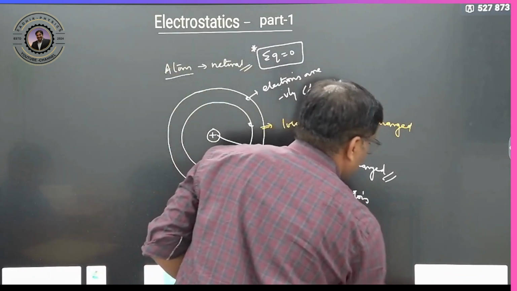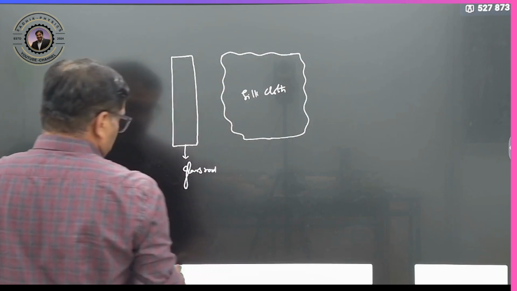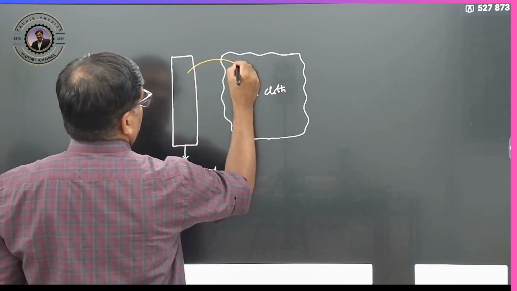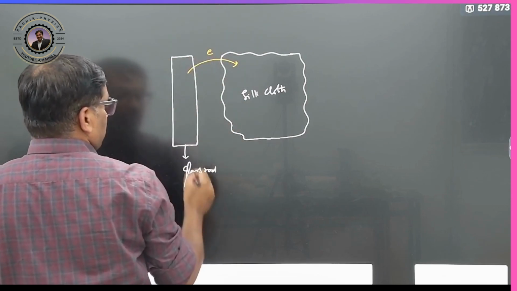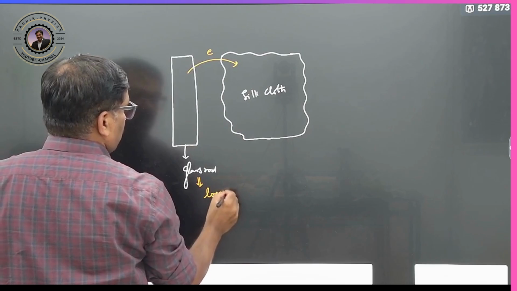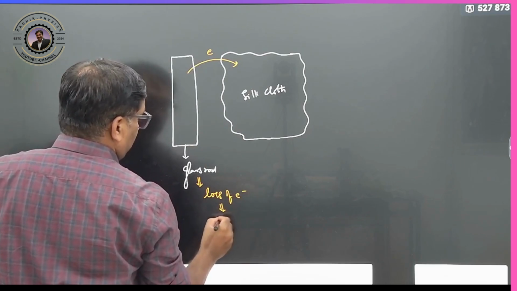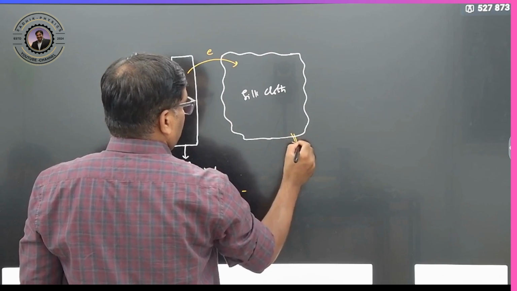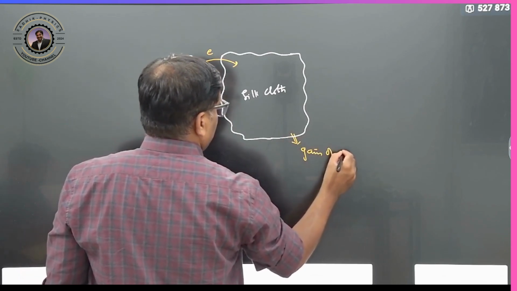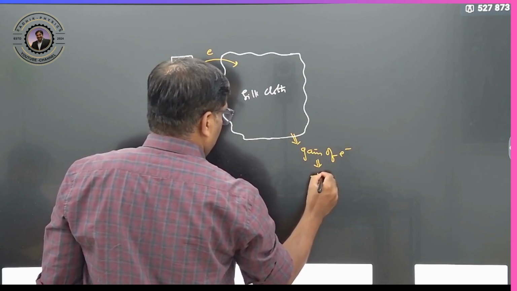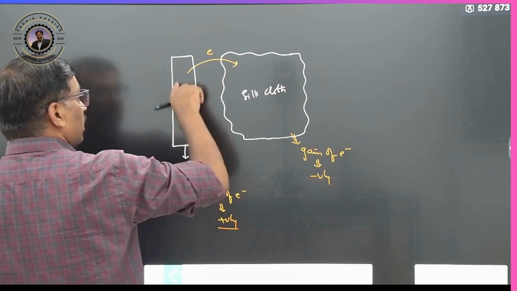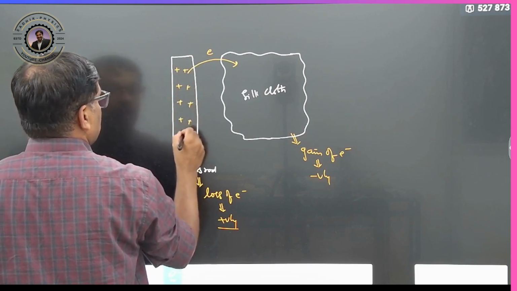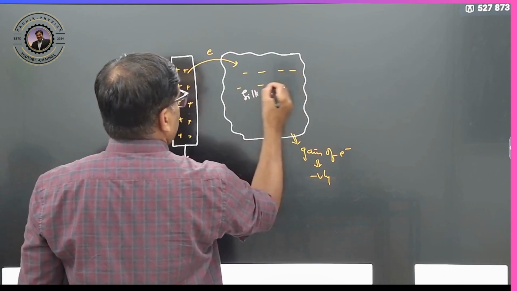Here the same thing happens when you are rubbing. Some amount of electrons will be transferred from the glass rod to the silk cloth. So the glass rod loses electrons. Loss of electrons means it will become positively charged. The silk cloth gains electrons, so it becomes negatively charged. The glass rod becomes positively charged, and the silk cloth becomes negatively charged.